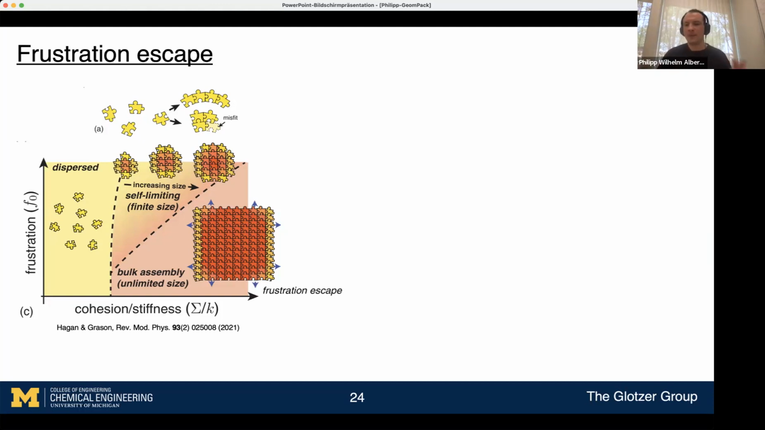However, they can't because of the geometric restrictions. And for this kind of frustrated self-assembly and self-limiting self-assembly, we can see that depending on the stiffness of the particles, so how much they can be deformed or not, you get this self-limiting regime, where the deformability is dominating rather than attaching more particles to the side.